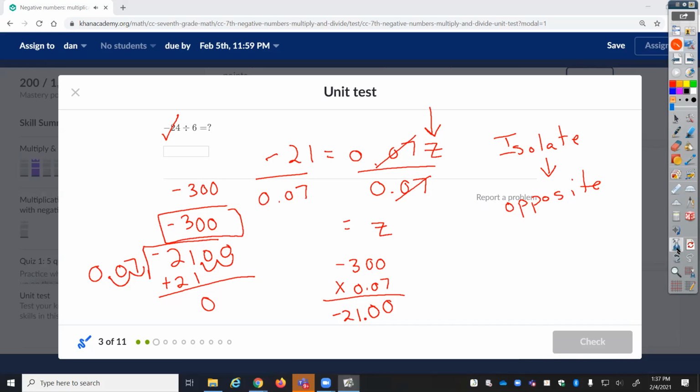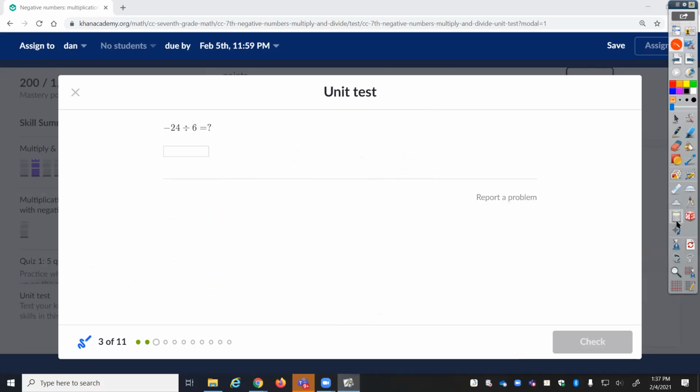All right, we'll take this one over here and we'll work this one out. Well, this one just says negative 24 divided by 6. Remember, I told you guys before that you guys could write this as a fraction. So what's negative 24 divided by 6? Negative 4. That's your final answer. All right.